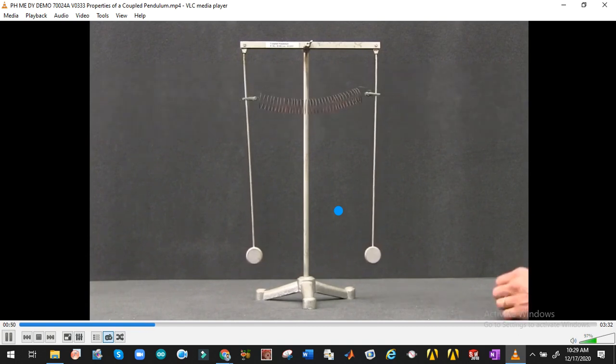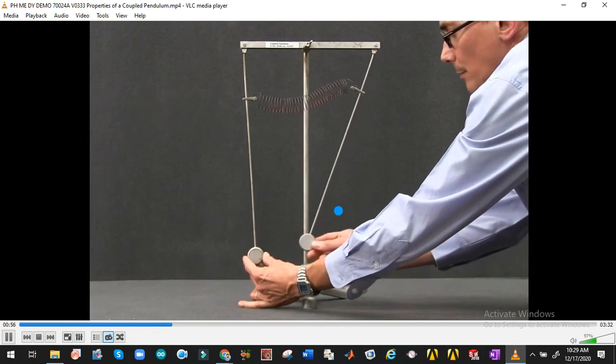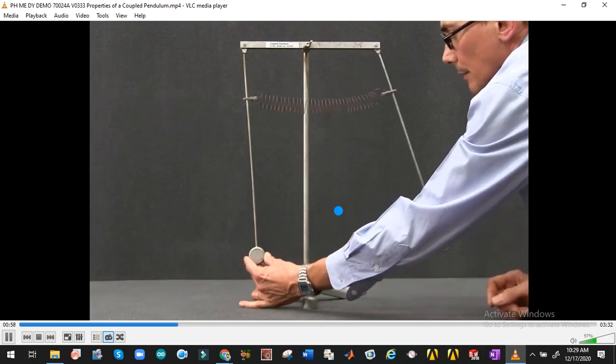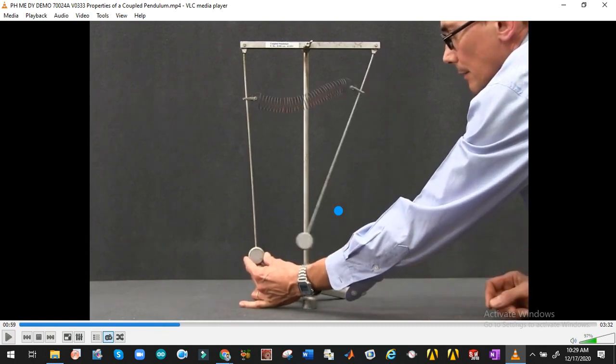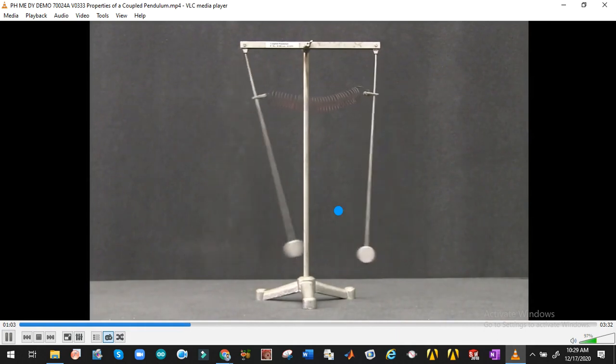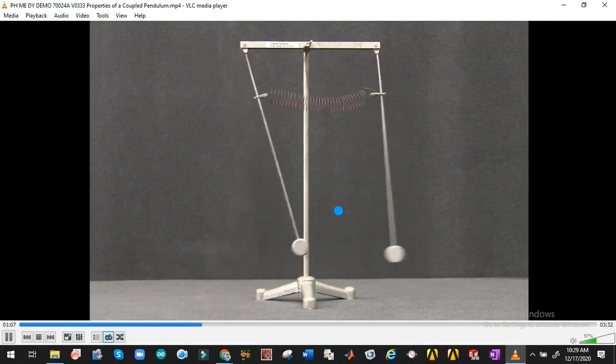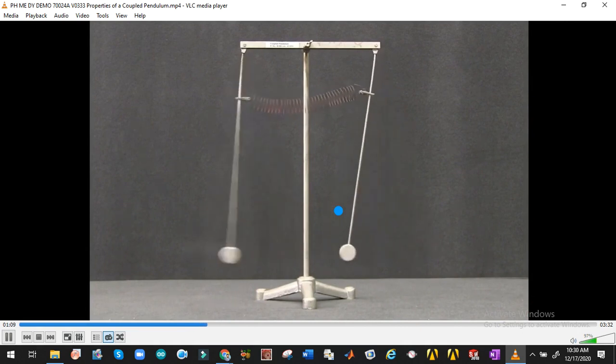Now let's see what happens to the motion now that there's something joining the two. I'm going to try to move just one of the pendulums and see what happens. This video is available online on YouTube, and I will also provide the source link. You'll notice now that the motions of the pendulums are no longer independent. What one pendulum does affects the other.